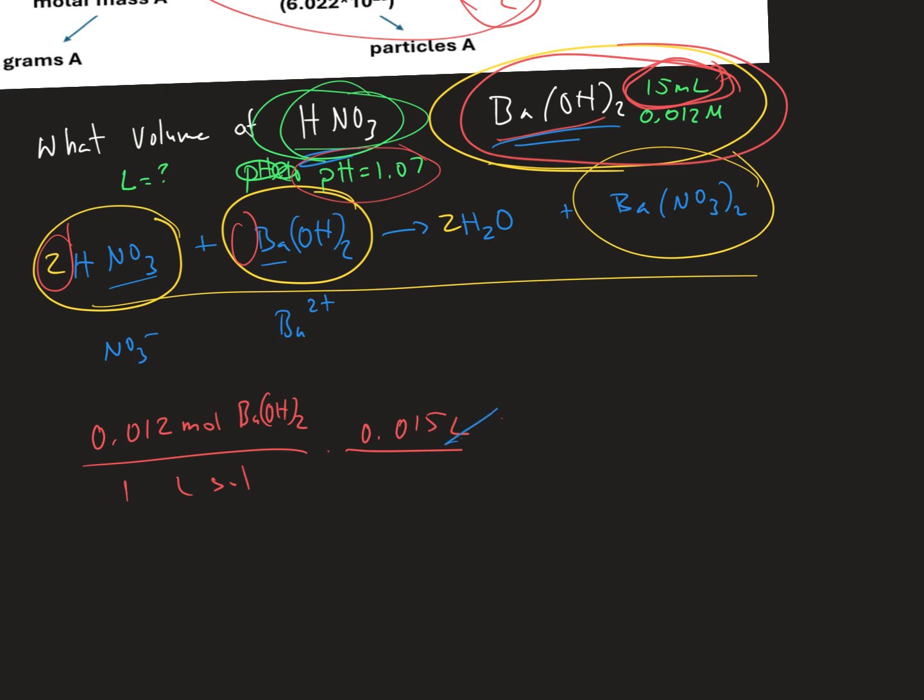So from here, we get the liters to go away. And now we have moles of our substance that we don't want. We want a different substance. So we're going to use the mole to mole ratio. In our balanced equation, it says 2 to 1. So we're going to do 1 mole of BaOH2 to 2 moles of HNO3. You following me? Good?